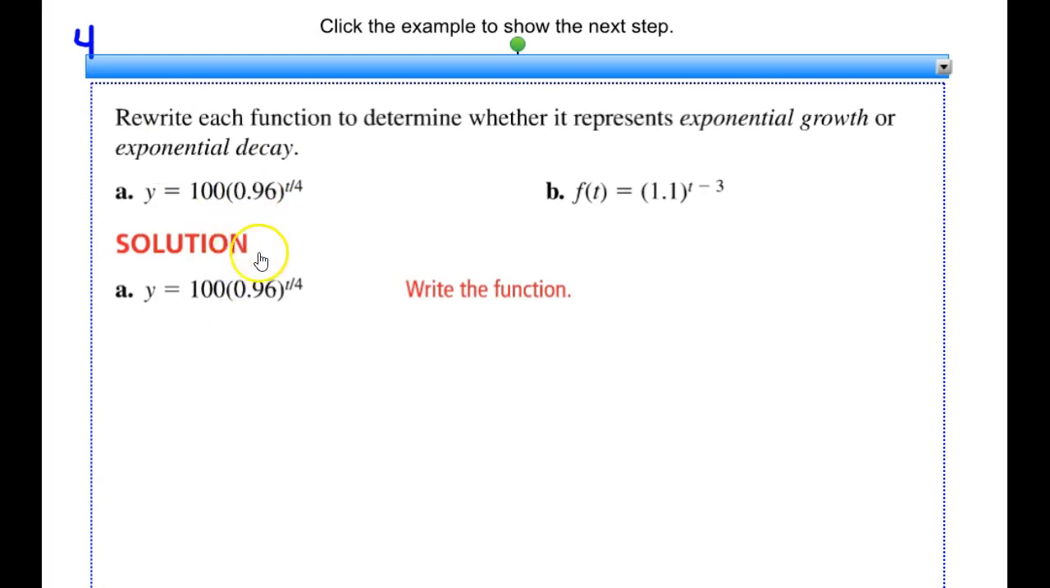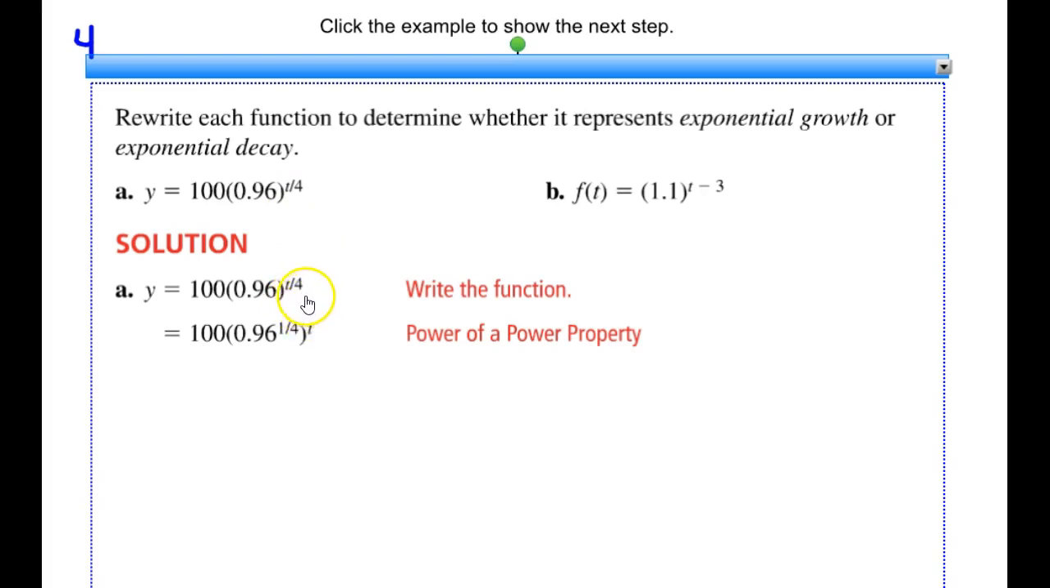Okay. Here we go. This is example number 4. So I'm supposed to rewrite each function to determine whether it represents growth or decay. So first I want to just write the equation that I'm given, and then I can simplify it, right? So you'll see the different thing here is I don't have just t up in my exponent. And in order for me to have growth or decay functions, I have to have just t as my exponent. So I have to kind of solve and simplify for that.